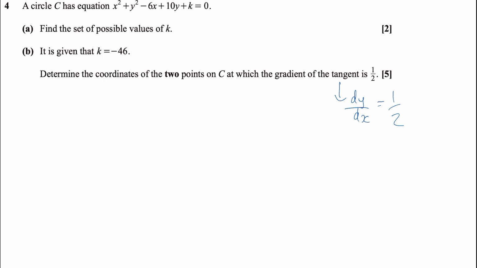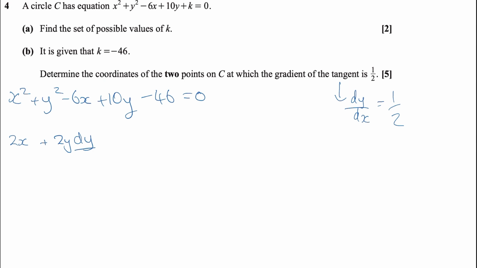So what I'm going to do, I'm going to differentiate. And I'm going to differentiate implicitly. So this is an implicit differentiation. So starting with our equation, which is this, minus 46. If I differentiate x squared, I get 2x. If I differentiate y squared, I get 2y dy by dx, because we use the chain rule. If I differentiate 6x, I get 6. If I differentiate 10y, I get 10 dy by dx. And all of this equals 0.